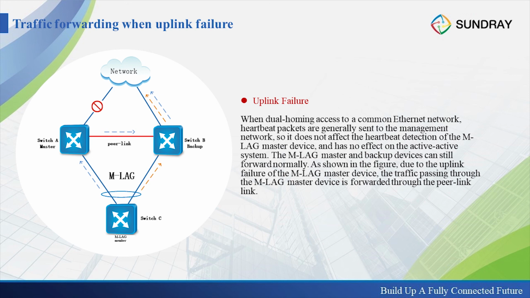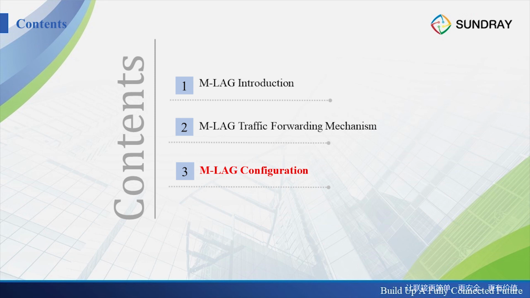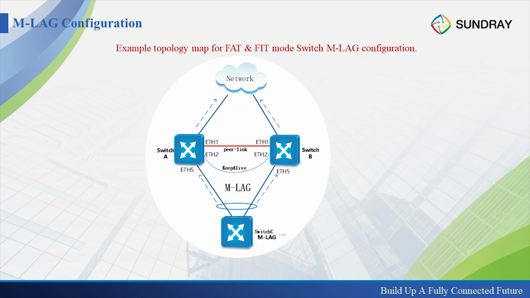Due to the uplink failure of the MLAG master devices, the traffic passing through the MLAG master devices is forwarded through the peer link. The next is about the configuration. So about the MLAG configuration, here is an example topology map for the configuration.